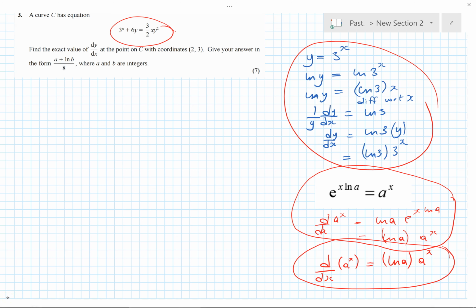Okay, we're going to differentiate each term. 3 to the x is differentiated. I've just done that. Hopefully, I don't have to make too much of a song and dance about it now. Okay, that's ln 3 times 3 to the x, plus 6y. Now don't forget we're differentiating with respect to x, so the incorrect answer would be 6. It's 6 dy by dx. Now here we're going to use the product rule.